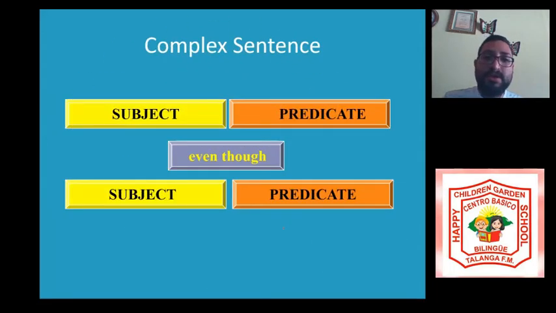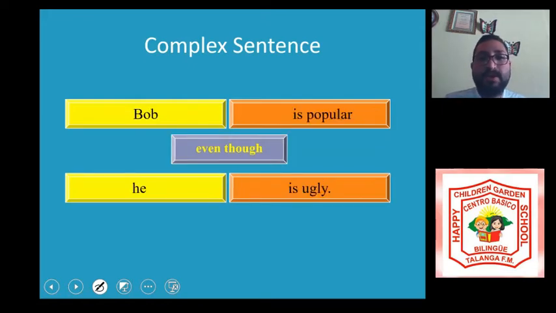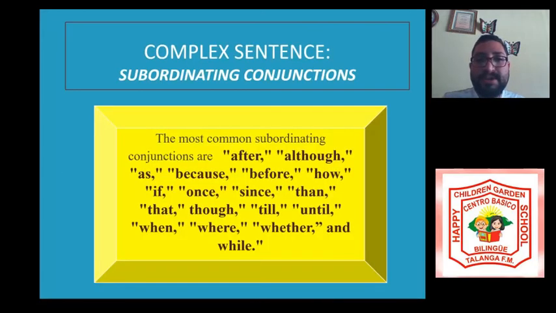So, in a complex sentence, we have a subject and predicate, and another subject and predicate. This one is going to join that, but is going to have one hanging, okay? One doesn't make sense by itself. So, Bob is popular even though he's ugly. So this one, even though, is going to depend on the other one.